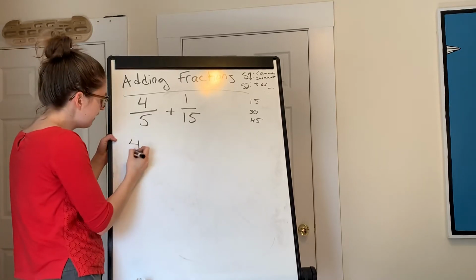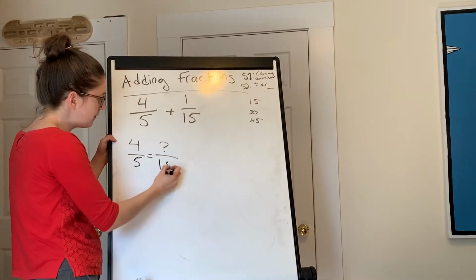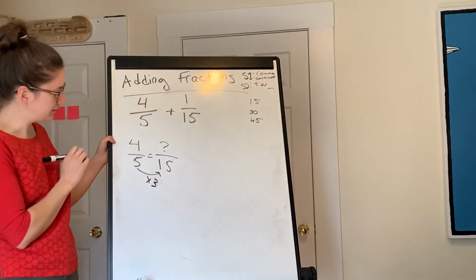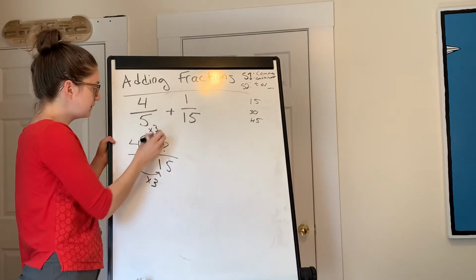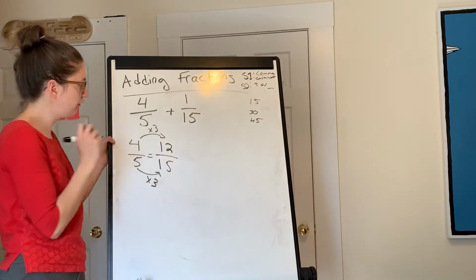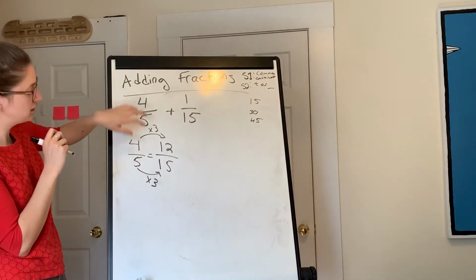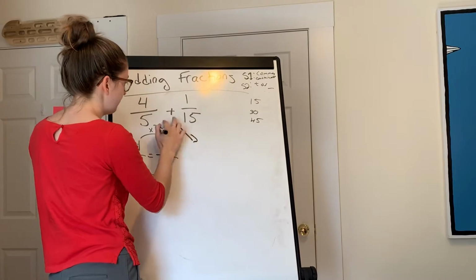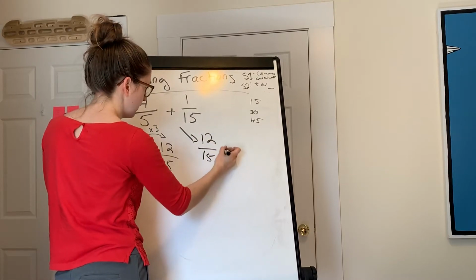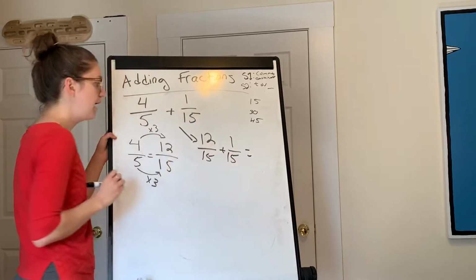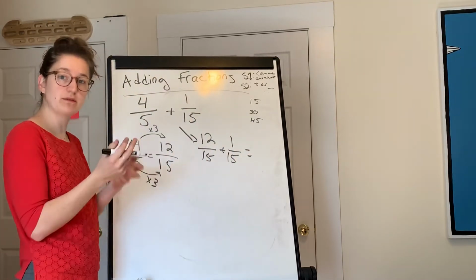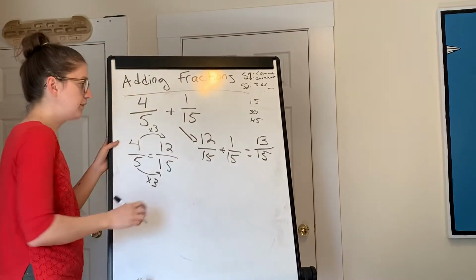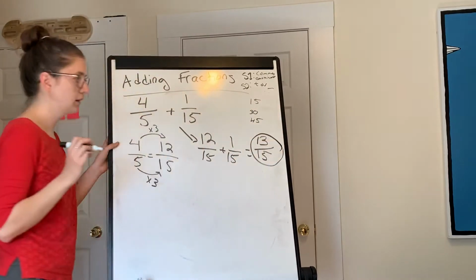All we have to do is rewrite 4/5 to equal something over 15. As we said, 5 times 3 equals 15. So we need to do 4 times 3, which will get us 12. So 4/5 is equivalent to 12/15. Let's rewrite the whole thing. So now we have, instead of this, 12/15 plus 1/15. And now we just add them. If you have 12/15, you add 1/15, you end up with 13/15. Because 12 plus 1 is 13, the denominator stays the same. So that's your answer.